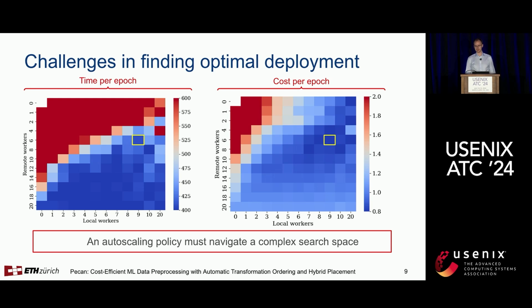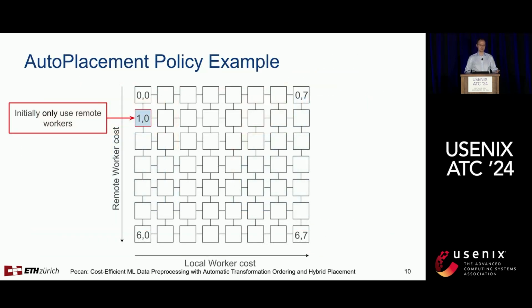As you can see, the search space is very nonlinear, and it will vary depending on the hardware ratios that you have. Since this is such a complex space, using an analytical approach would not yield a very good result here. Instead, we want to use a policy that would achieve this. So let me move on to an example of how our auto placement policy achieves this.